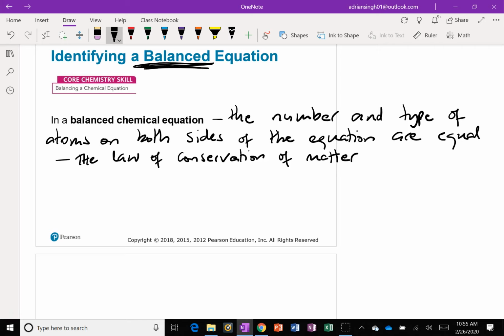Right? You cannot create or destroy things. You can simply convert them from one form to another. So the total number of a particular type of atom that you start with should be the same number of atoms of that type that you end with. So if you start with 10 oxygen atoms, you should end up with 10 oxygen atoms.